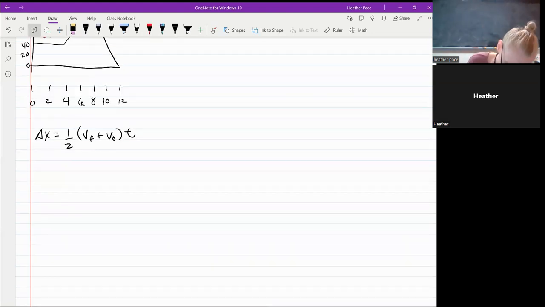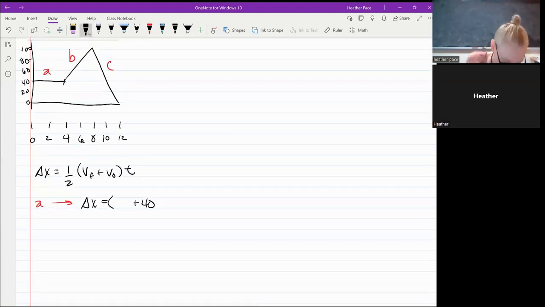So using this equation for A, we get delta X equals, so if we start at 0, we're going to say that our V naught is 40. And if we stop at 4 seconds here, we're going to say our VF is 40 because our line is consistent. Our velocity is not changing. So if we were to take this graph and make an acceleration graph, we would have an acceleration of 0 where the velocity graph is flat. Velocity isn't changing. Acceleration is 0.